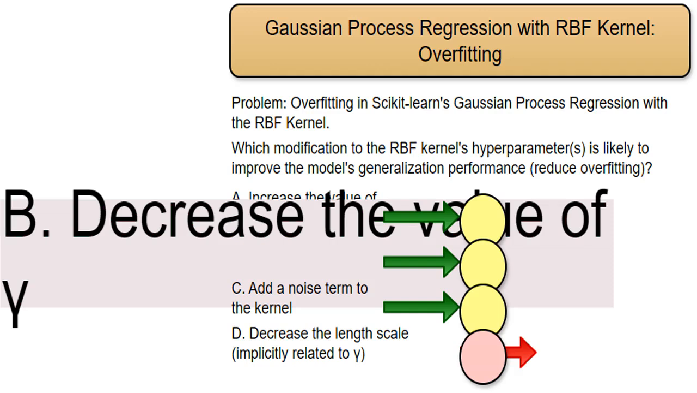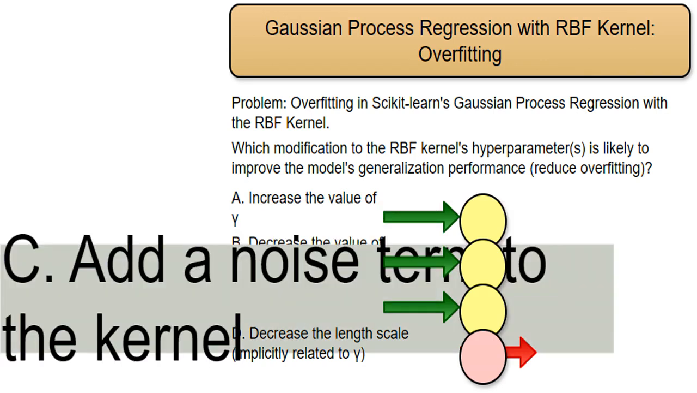Remember, gamma is related to how localized each data point's influence is. A smaller gamma means a larger length scale, allowing each data point to influence the prediction in a wider area. This makes the model simpler and less prone to overfitting. Think of it like smoothing out wrinkles in the model.